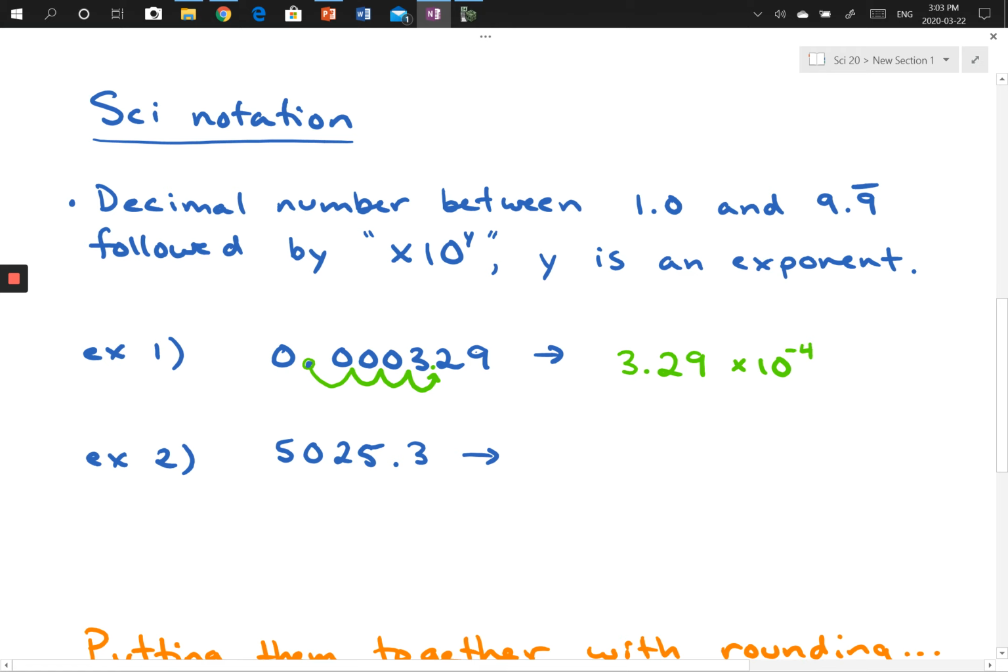Now, one thing you can just think of is small numbers. If a number is less than 1, it's going to have a negative exponent. So don't worry about the direction. If you have a small number that's less than 1, your exponent's going to be negative.